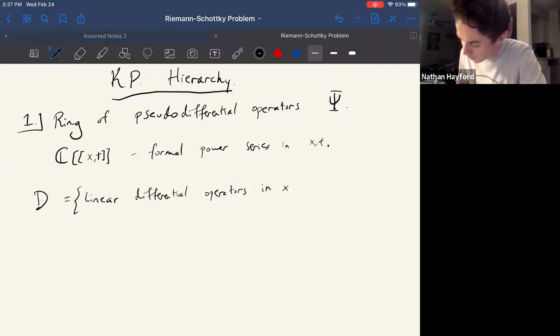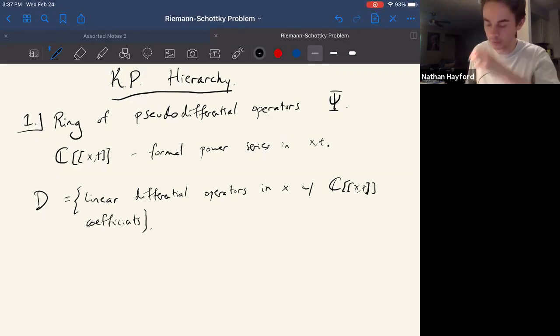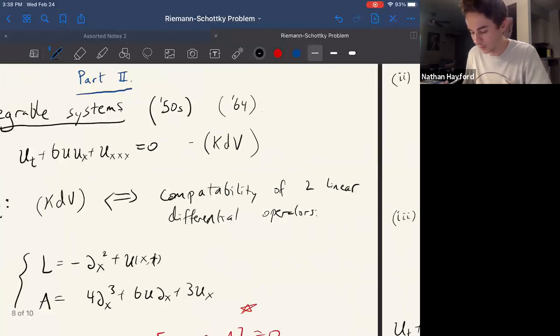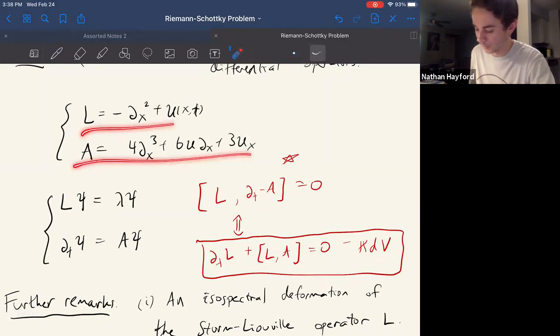In x with coefficients in C of x, t. So an example of such an operator is something like I wrote before for KdV. Either of these two operators, L and A, fall into that category. Both are linear differential operators, and both have coefficients living in this ring.